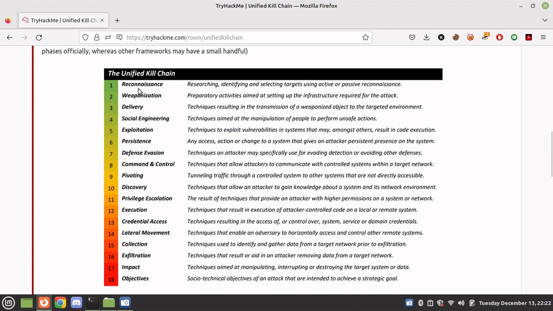First, we have reconnaissance, which is research, identifying and selecting targets using active or passive reconnaissance. It's all about scanning the target and finding open ports and everything. Then you have weaponization. For example, you found a vulnerability, now it's time to prepare an exploit. Delivery, what technique you will use to deliver the exploit. Then we have social engineering, exploitation. You deliver the exploit, now it's time to exploit the system.